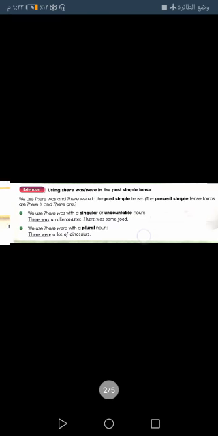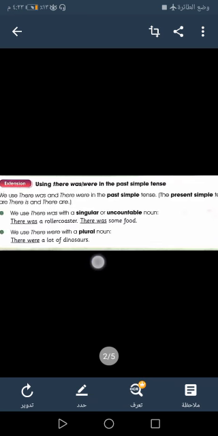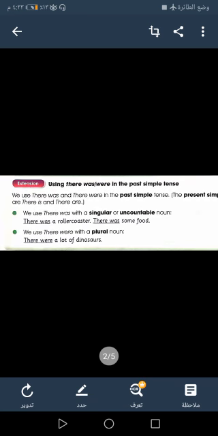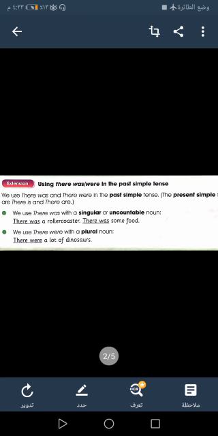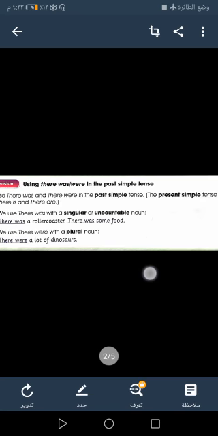My dear students, grade 6, today we are studying Unit 8, the dinosaur park in the grammar book, page 47. We are learning how to use there was and there were in the past simple tense. We use there was and there were in the past simple tense, not in the present. In the present, we can use the forms there is and there are.